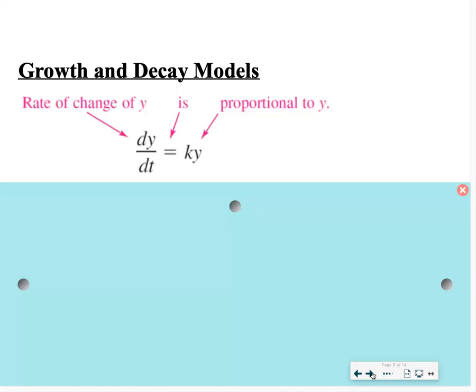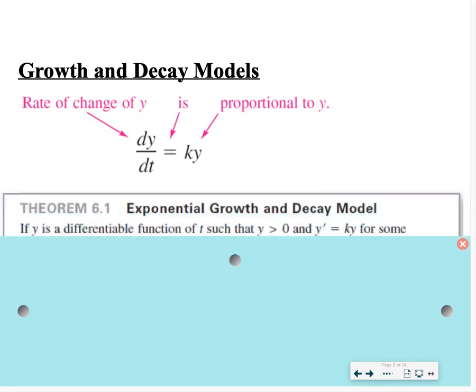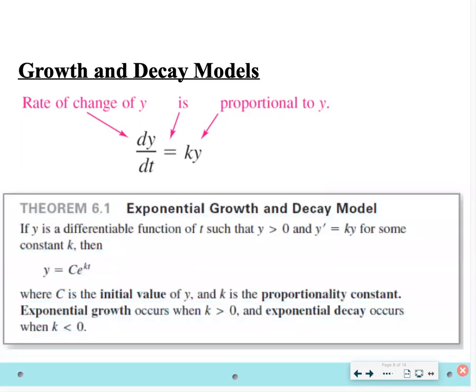Growth and decay models. So let's start with this. Rate of change y, so dy/dt is proportional to ky. That kind of leads us, I should just show all of this right now. That kind of leads us into this.